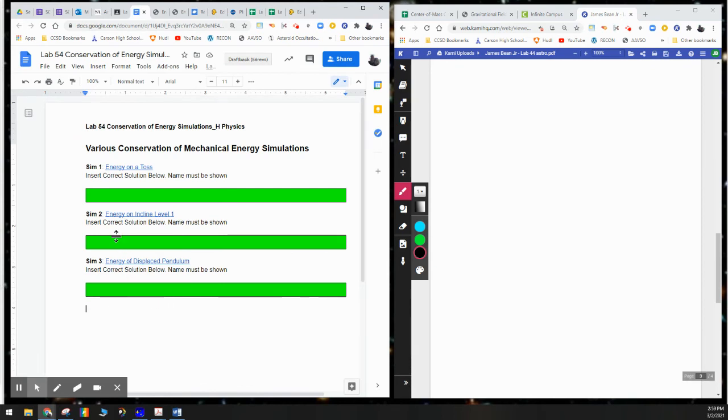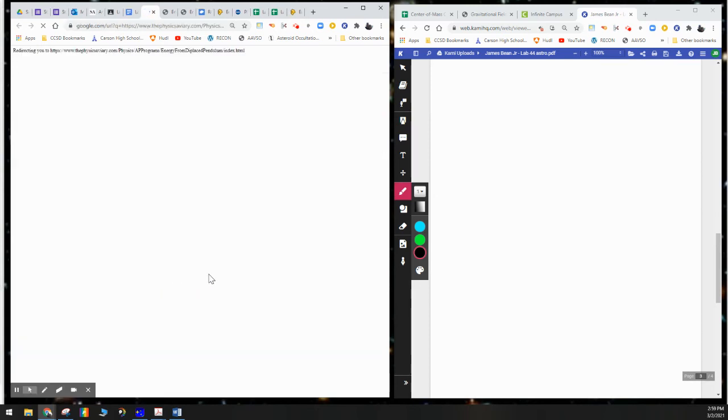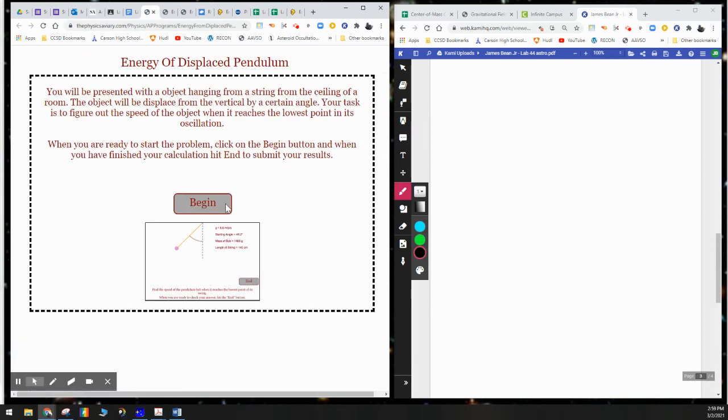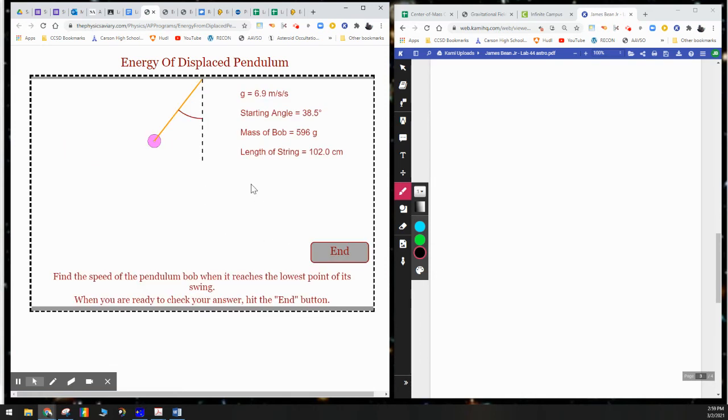All right, simulation number 3, energy of a displaced pendulum. So let's go and take a look at this one here. Okay, so here we have this string, mass, starting angle, and g. Find the speed of the pendulum bob when it reaches its lowest point of the swing. All right, so we'll go over here and take a look at it. So it's here, and it's going to take this path like this. And this will be the bottom right here. Let me make this a little bit longer. There we go. All right, so this is our angle theta here.